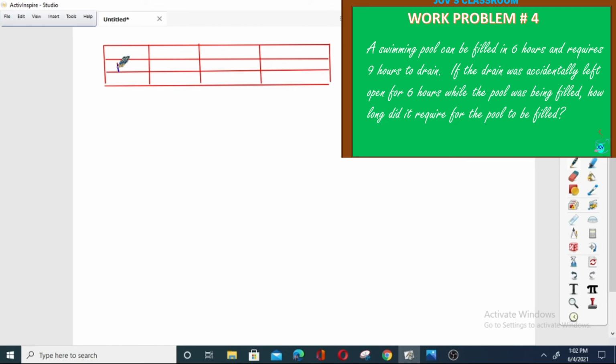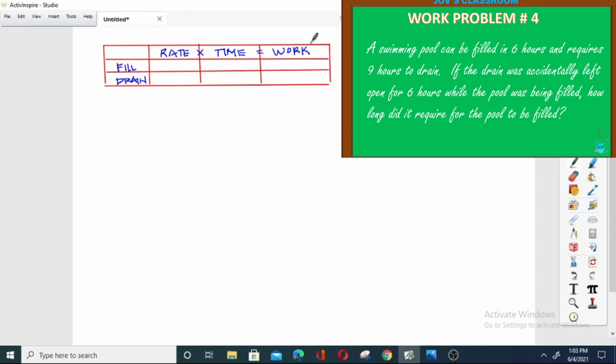So we use the swimming pool to be filled and drained. So this will be our, based on the situation, the rate of the filling multiplied by the time is equal to work.